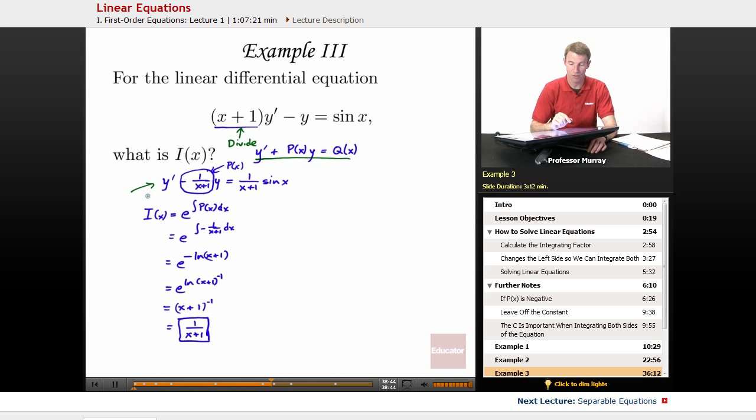Y prime minus 1 over x plus 1 y is equal to 1 over x plus 1 times sine x. And now whatever's in front of the y is your p of x, but you've got to include that negative sign. So I plug that into my generic integrating factor formula, including the negative sign, and that's an easy integral. The integral of 1 over x plus 1 is just natural log of x plus 1, but there's still that negative sign, so I can't cancel the e and the natural log yet. So instead I make that negative 1 into an exponent, and now I can cancel the e and the natural log. And so I end up with just 1 over x plus 1.